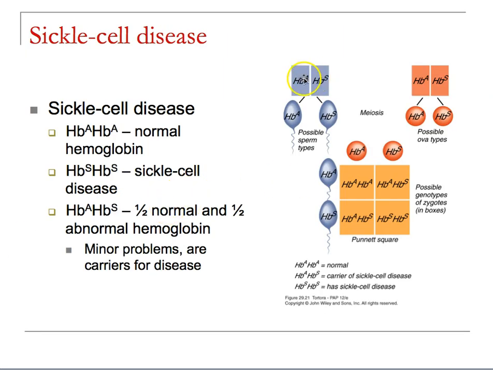And Hb is hemoglobin. You can have HbA, which is the normal hemoglobin allele. HbS is the sickle cell allele. And you can have HbA HbS, where you have minor problems. There are still some intermediate difficulties with red blood cell formation, oxygen transport, stuff like that. However, the individual down here has the full-blown change.